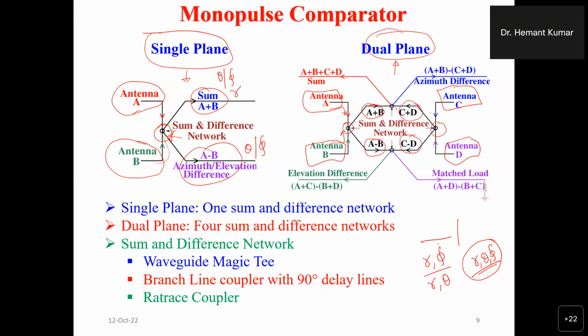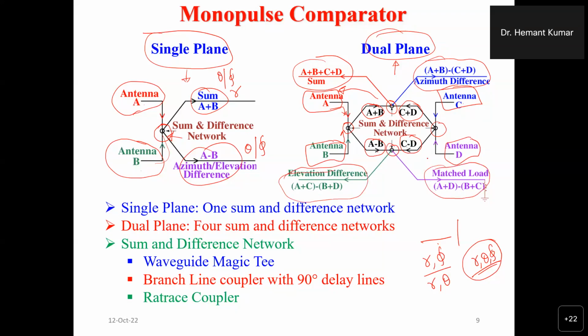This A plus B, C plus D will act as an input to the third sum and difference network, which will give you here the sum, which will be A plus B plus C plus D, and it will give you the difference, that is the azimuth difference, A plus B minus C plus D. Similarly, the difference values will also be acting as an input to the fourth sum and difference network. It will give you the elevation difference and the diagonal difference.